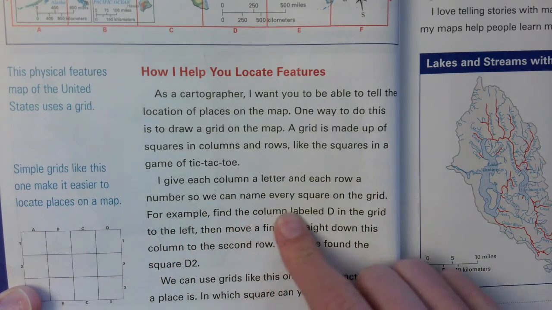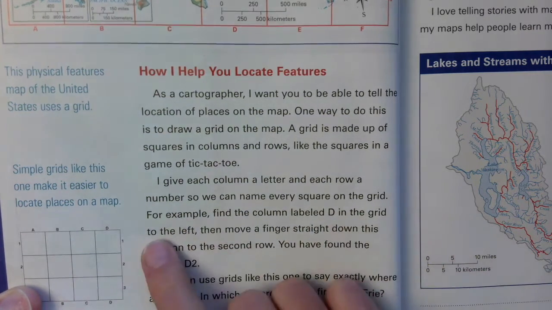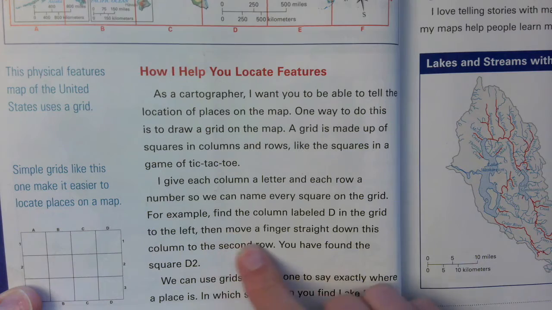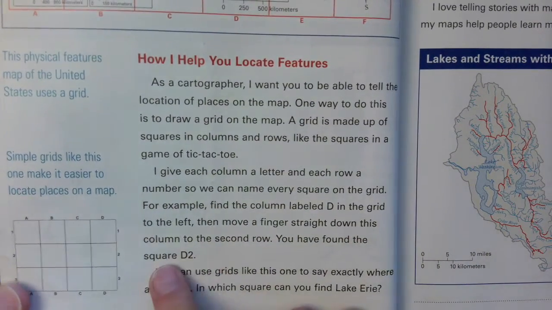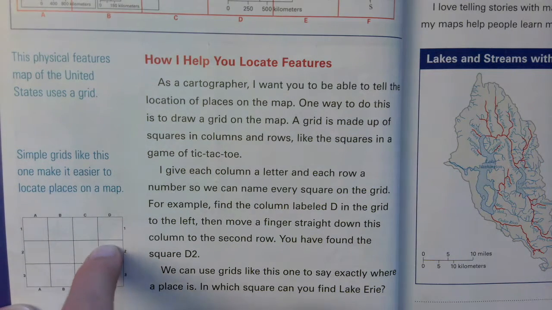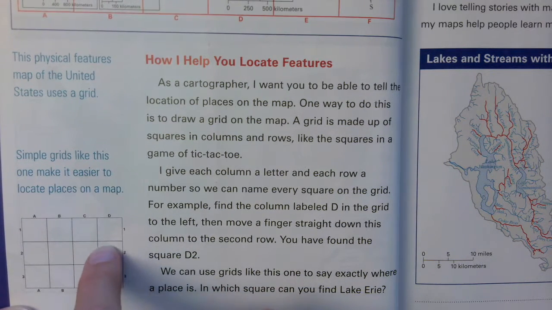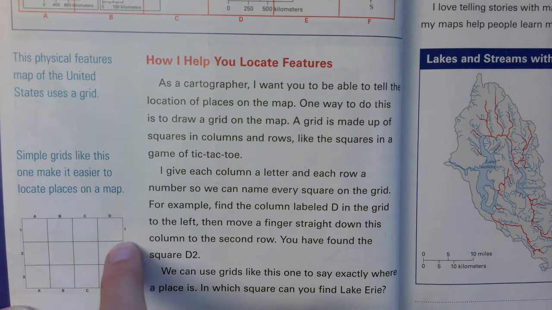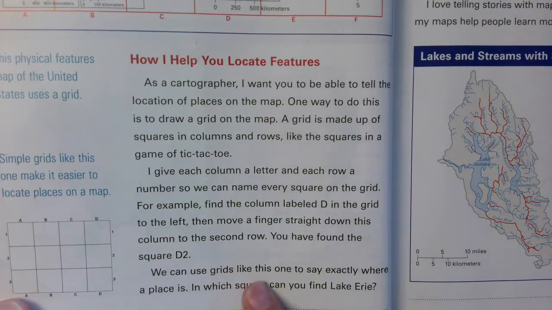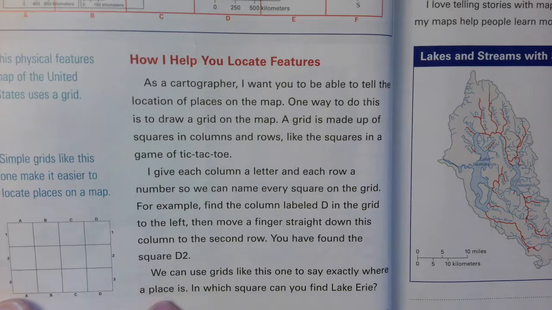For example, find the column labeled D in the grid to the left. Then move a finger straight down this column to the second row. You will find the square D2. So D1, D2. See, because it's D here and 2 here. Kind of like when we use our multiplication chart. We can use grids like this one to say exactly where a place is.